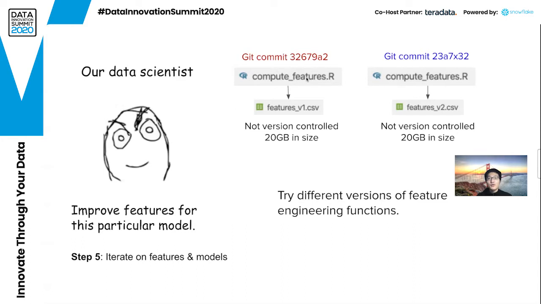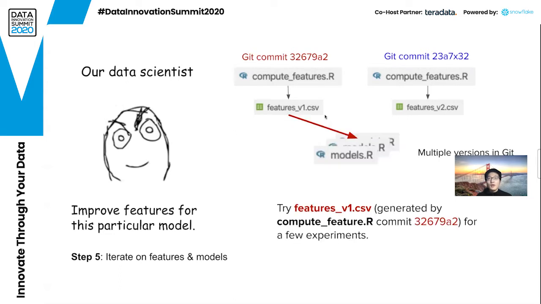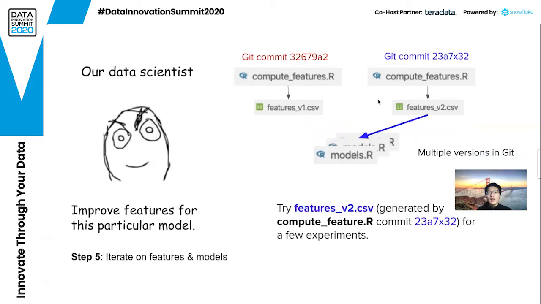Here we have two versions of compute features.R. One is in red, one is in blue. Each one produces a local feature set. The R script is version controlled in Git, but not the feature set because they're too big. We will try the first feature set, the red one, with a few versions of the model. And then the blue one, the second feature set, with some other versions of the model.